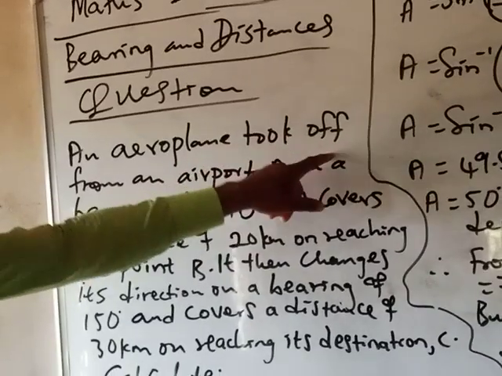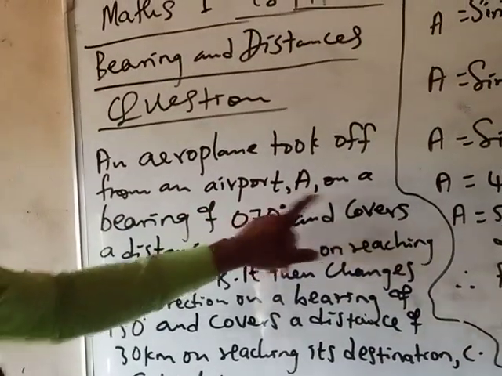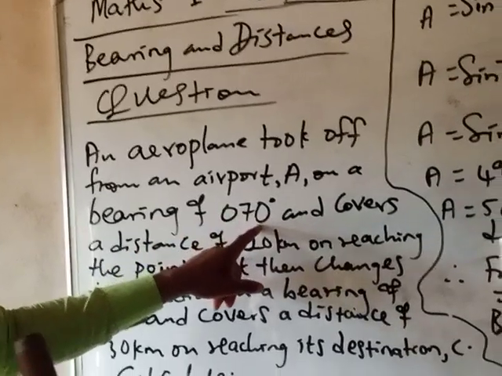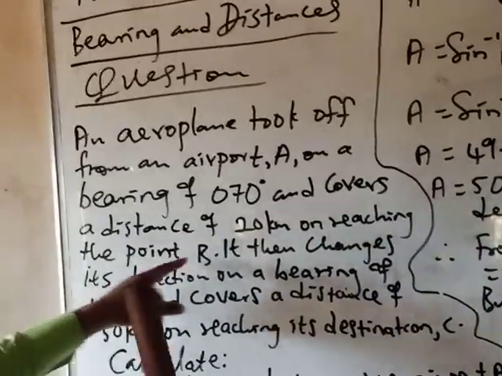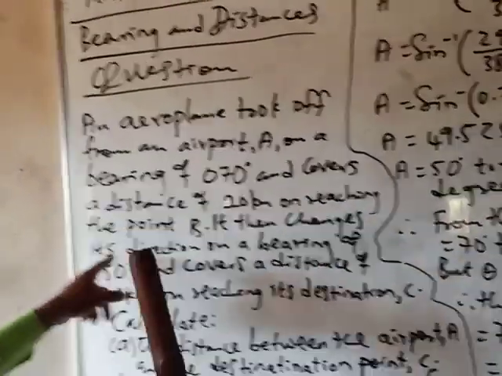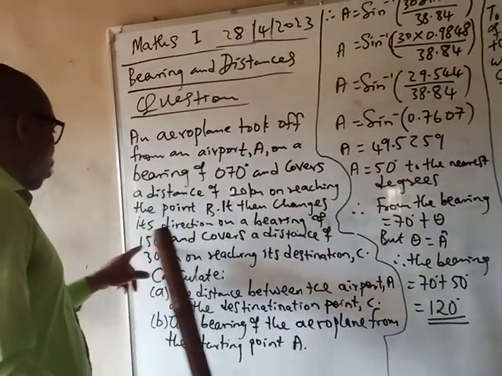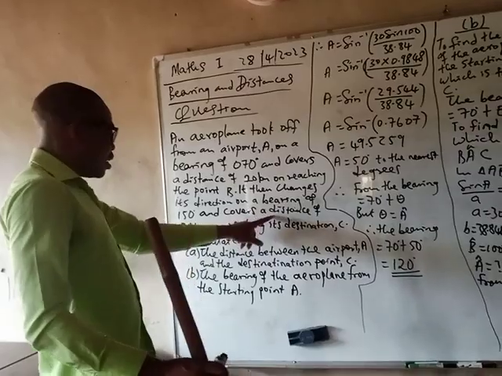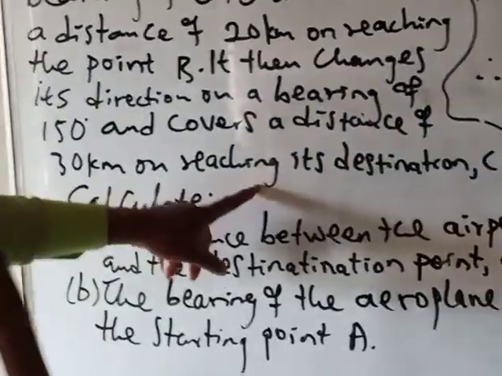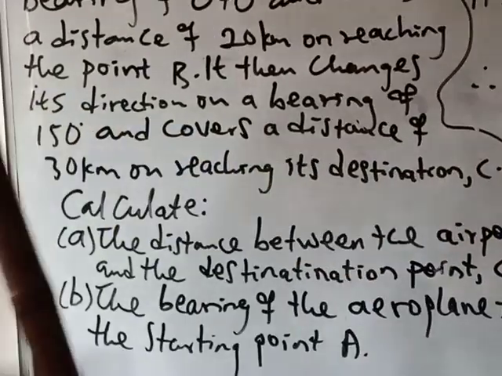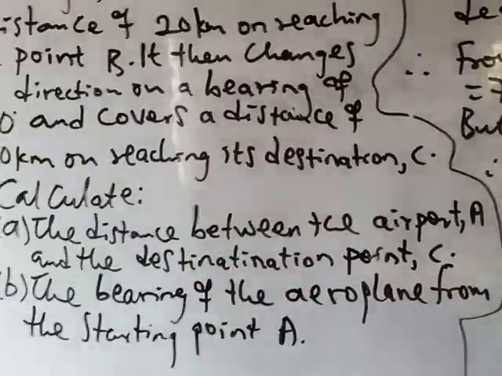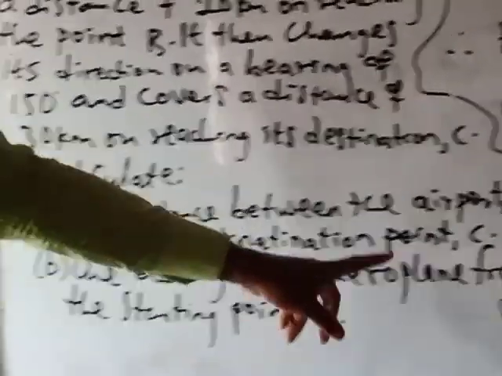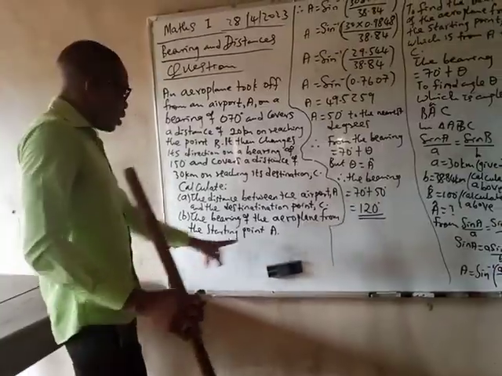An aeroplane took off from an airport A on a bearing of 070 degrees and covers a distance of 20 kilometers on reaching the point B. It then changes its direction on a bearing of 150 degrees and covers a distance of 30 kilometers on reaching its destination C. Calculate A, the distance between the airport A and the destination point C. B, the bearing of the aeroplane from the starting point A.